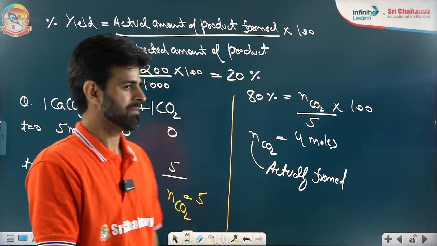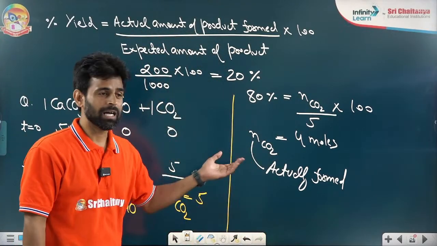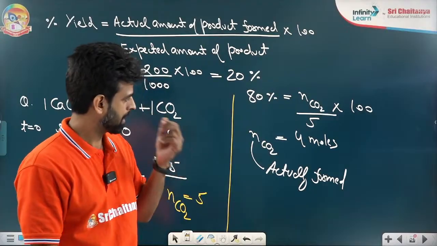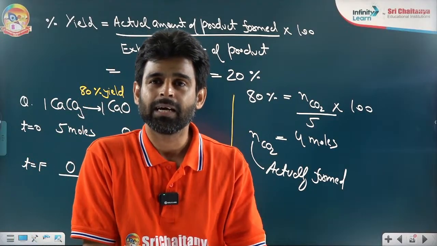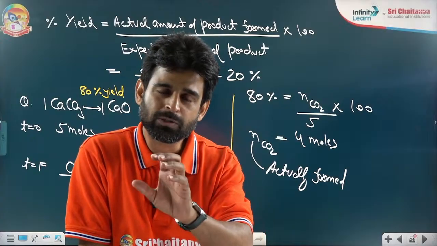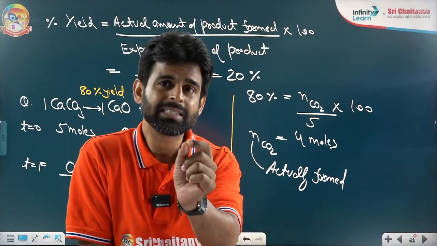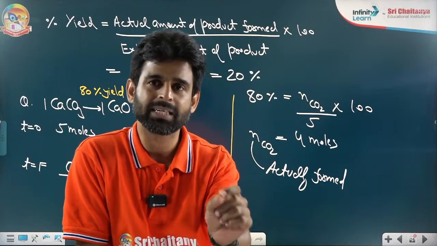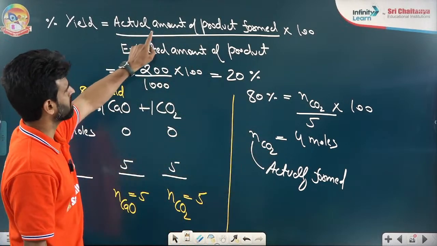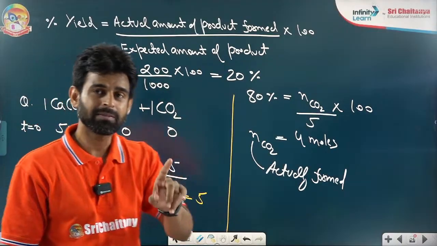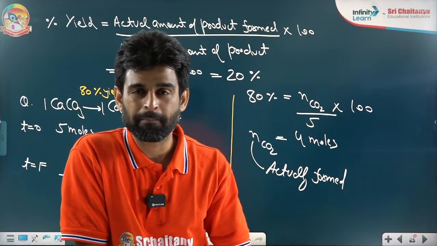Okay, so now look at this part. I'm saying once again, first of all, using stoichiometry, find the final product. If they write that the yield is 80% or 70%, then apply the formula and find the actual amount. I'm saying once again, understand carefully.